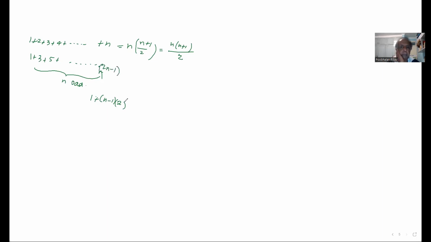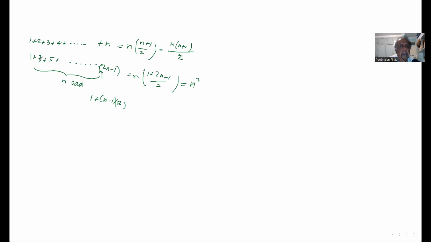2n minus 2 plus 1. So this is the sum of the first n odd numbers. And the answer to this is that, again, just as we did before, you have n terms altogether. You find the average of the first and the last. And the average of the first and the last is you add the 2 and divide by 2. And when you simplify this, 1 minus 1 cancels, 2n over 2 is n, you get n squared. So the sum of the first n odd numbers is n squared.